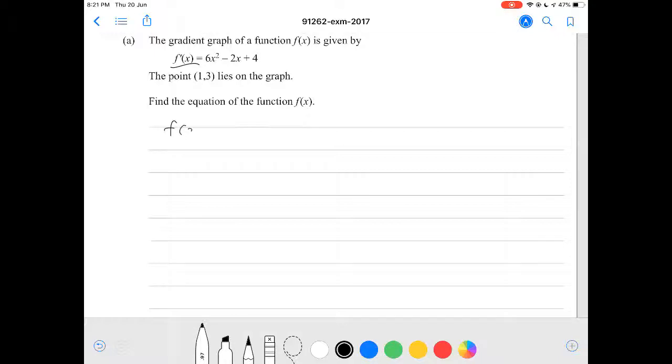Okay, we'll say f of x equals, you increase the power by 1, and then you divide the coefficient by the power. So that's 6x cubed divided by 3 minus 2x squared divided by 2 plus 4x, and don't forget the plus c at the end. So f of x equals 2x cubed minus x squared plus 4x plus c.